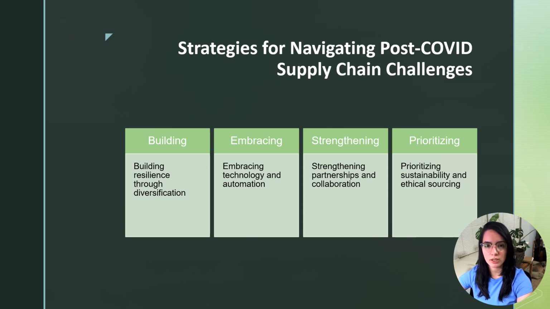in supply chain operations. Finally, prioritizing sustainability and ethical sourcing not only reduces environmental impact, but also enhances brand reputation and resilience in the long run.